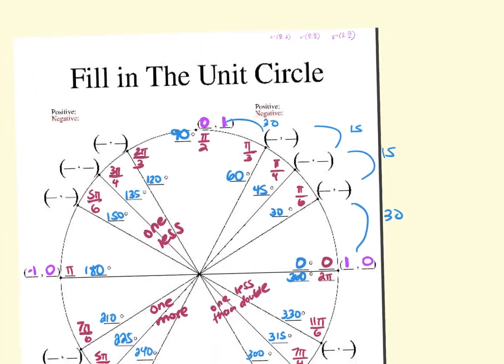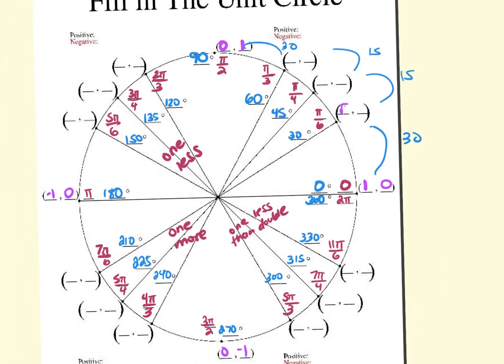So I'm going to go in and fill in all the over 6's, root 3 over 2 and 1/2, root 3 over 2 and 1/2, root 3 over 2 and 1/2, root 3 over 2 and 1/2. All the over 4's, root 2 over 2 in both spots. And all the over 3's, 1/2 and root 3 over 2.